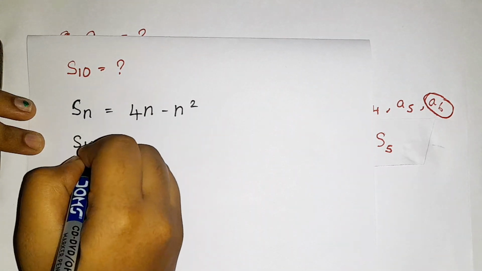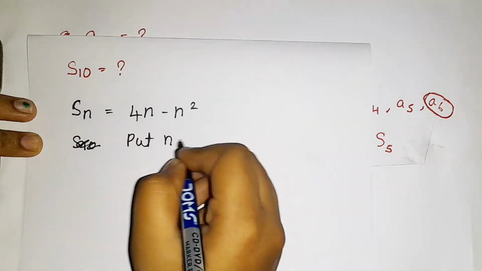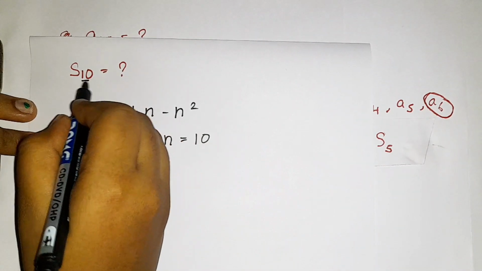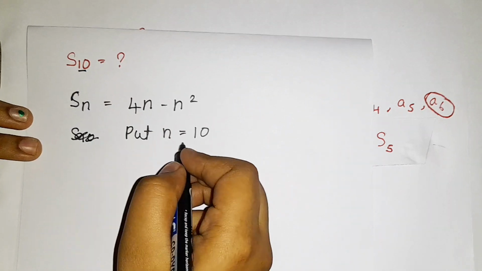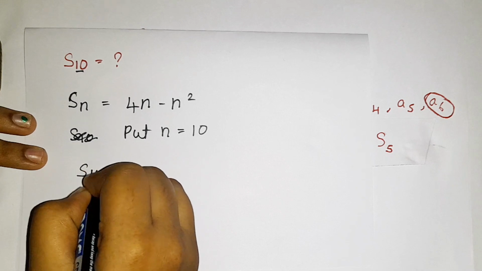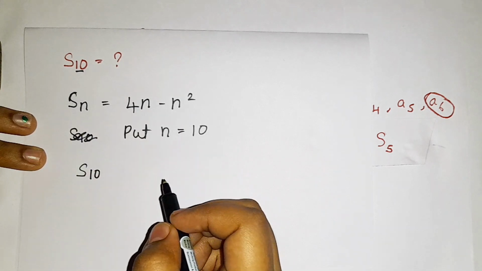So now I am going to put n is equal to 10. Why? Because we want to find S10, right? That's why here we have the number 10. That's why I am going to put n is equal to 10. So in S10, where am I going to put n is equal to 10? In this I am going to put n is equal to 10.